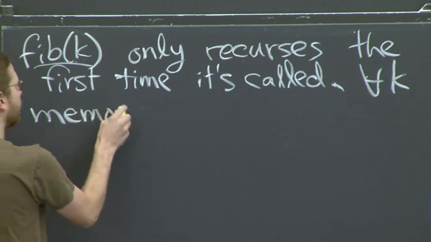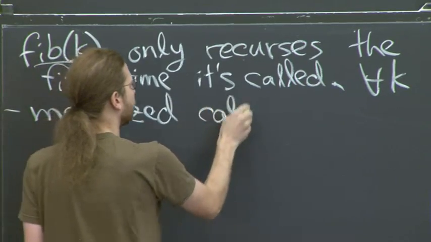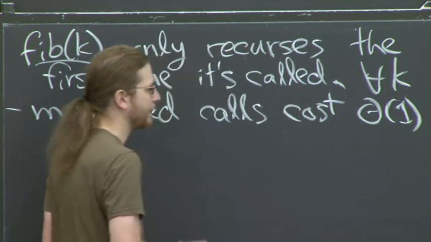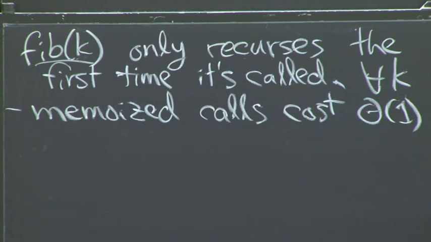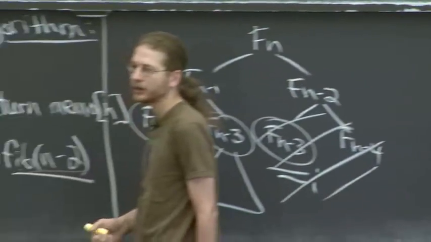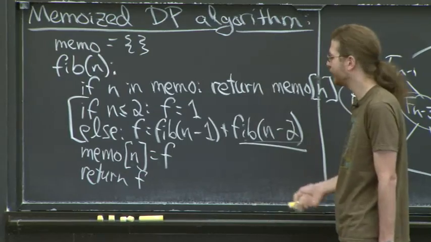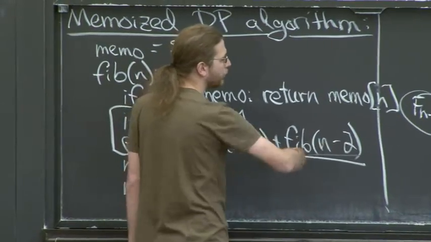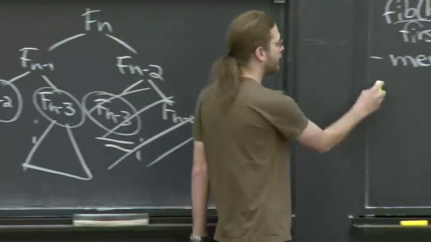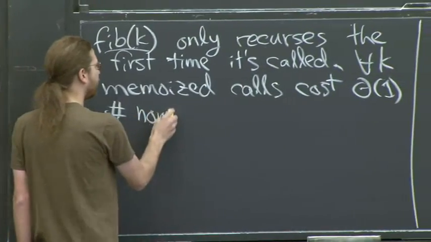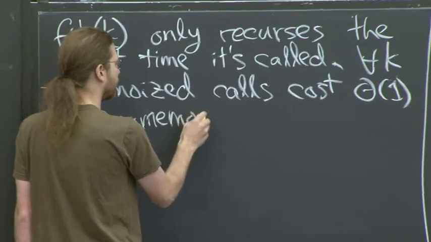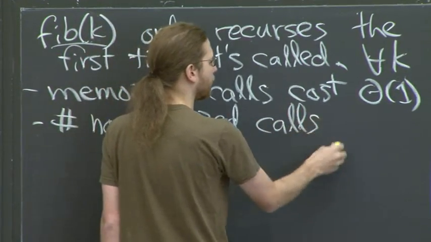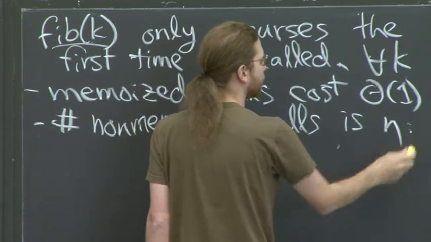The memoized calls cost constant time. So we can think of them as basically free. When you call Fibonacci of n minus 2, because that's a memoized call, you really don't pay anything for it. I mean, you're already paying constant time to do addition and whatever. So you don't have to worry about the time. There's no recursion here. And then what we care about is that the number of non-memoized calls, which is the first time you call Fibonacci of k, is n. No theta is even necessary.